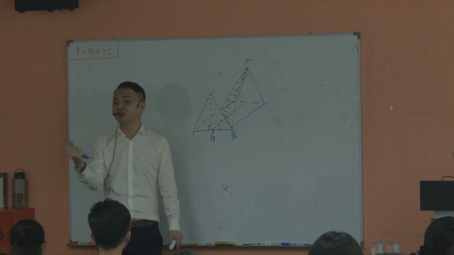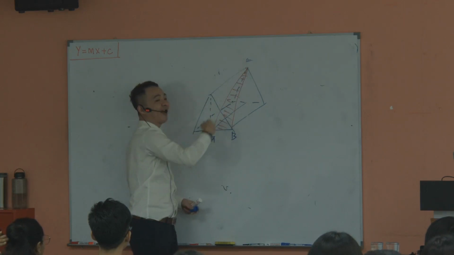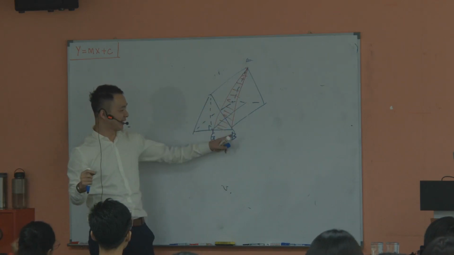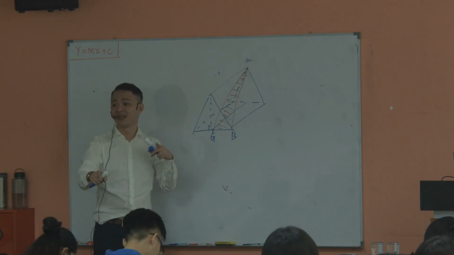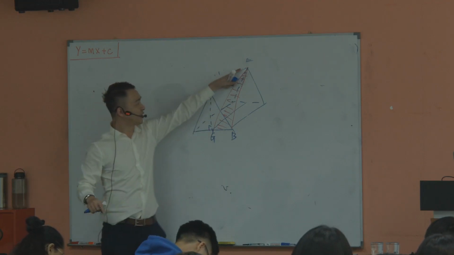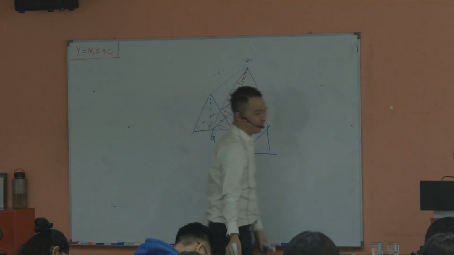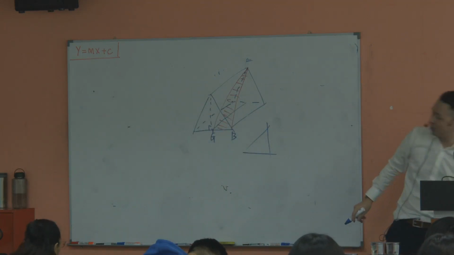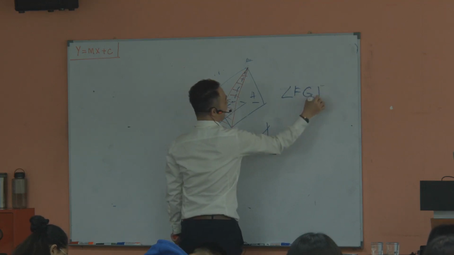I say always choose the shortest one. So if you're not sure whether to choose FG or FB, choose FG because it's shorter than this one. Because this one crosses to another side, right? If you look carefully, it crosses to another side. So therefore, we choose FG. So I will draw out the triangle, and I hope it gives you one point at the back there. Yeah, FG and H. So the angle will be FG and H.